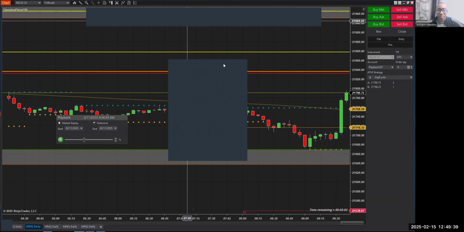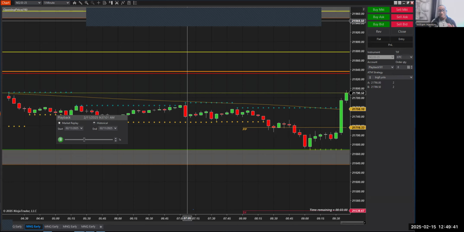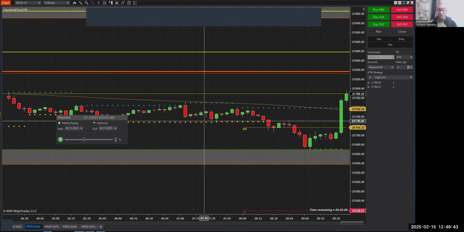When marking levels, does the wick matter? Yes, the wick does matter on certain levels. So if you're marking off your gaps, the fair value gaps, you do count the wicks. If you're marking off the triple threat, you don't mark the wick. You just mark the open.